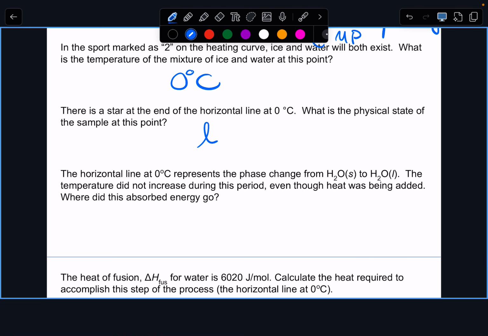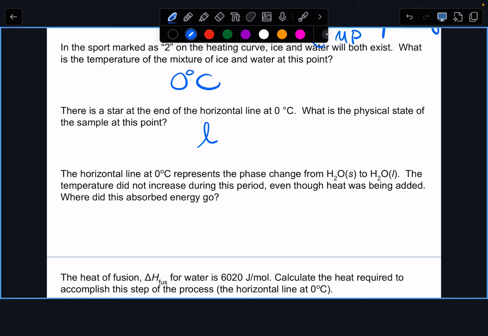And then last question, the horizontal line at 0 degrees represents the phase change. The temperature did not increase even though heat was being added. Again, heat and temperature are not the same thing. Heat is energy. Temperature is just a measure of the average kinetic energy. But every substance is going to absorb that energy differently.